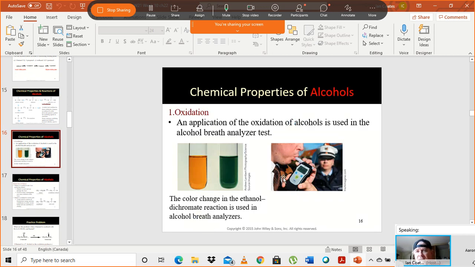The application of oxidizing alcohols is pretty important. The police, law enforcement, use this technology for a breathalyzer. An application of the oxidation of alcohols is used in the breathalyzer test. The color change in the ethanol dichromate reaction. So basically the alcohol is coming out of your breath, goes in the machine, and oxidizes it. There we go, man. Now we can measure it.